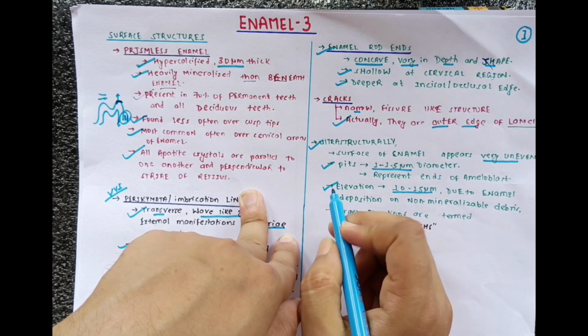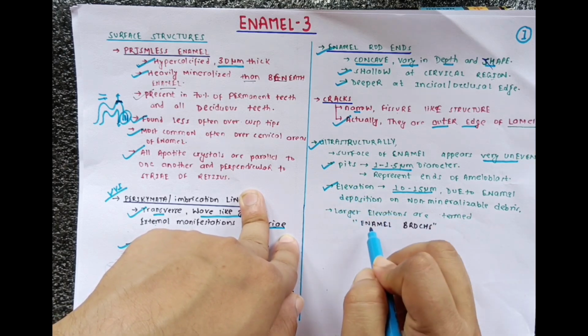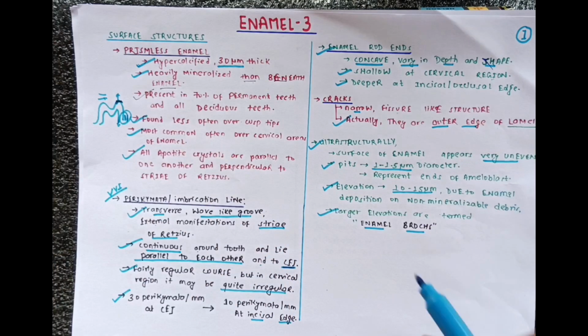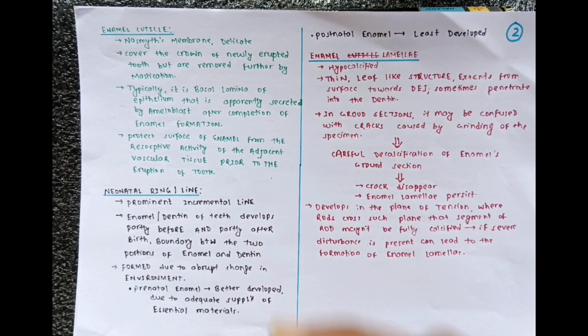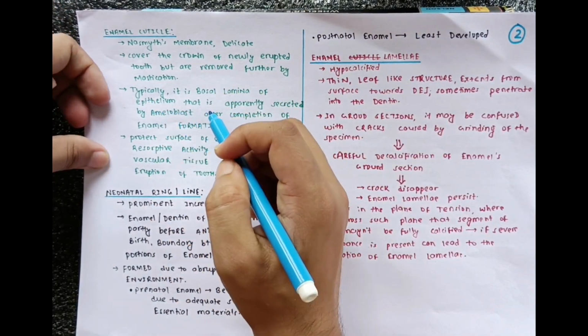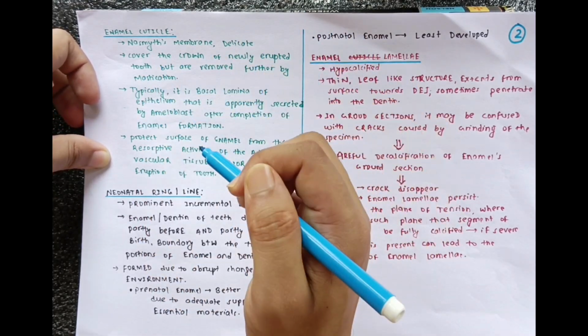Now here I have written that if the elevations become larger, then it is called the enamel brooks. So you should remember this too, because sometimes they can ask you in viva. After this, we will study about the enamel cuticle. This enamel cuticle is actually a topic of amelogenesis, but I have also included some points of this enamel cuticle in this chapter too.